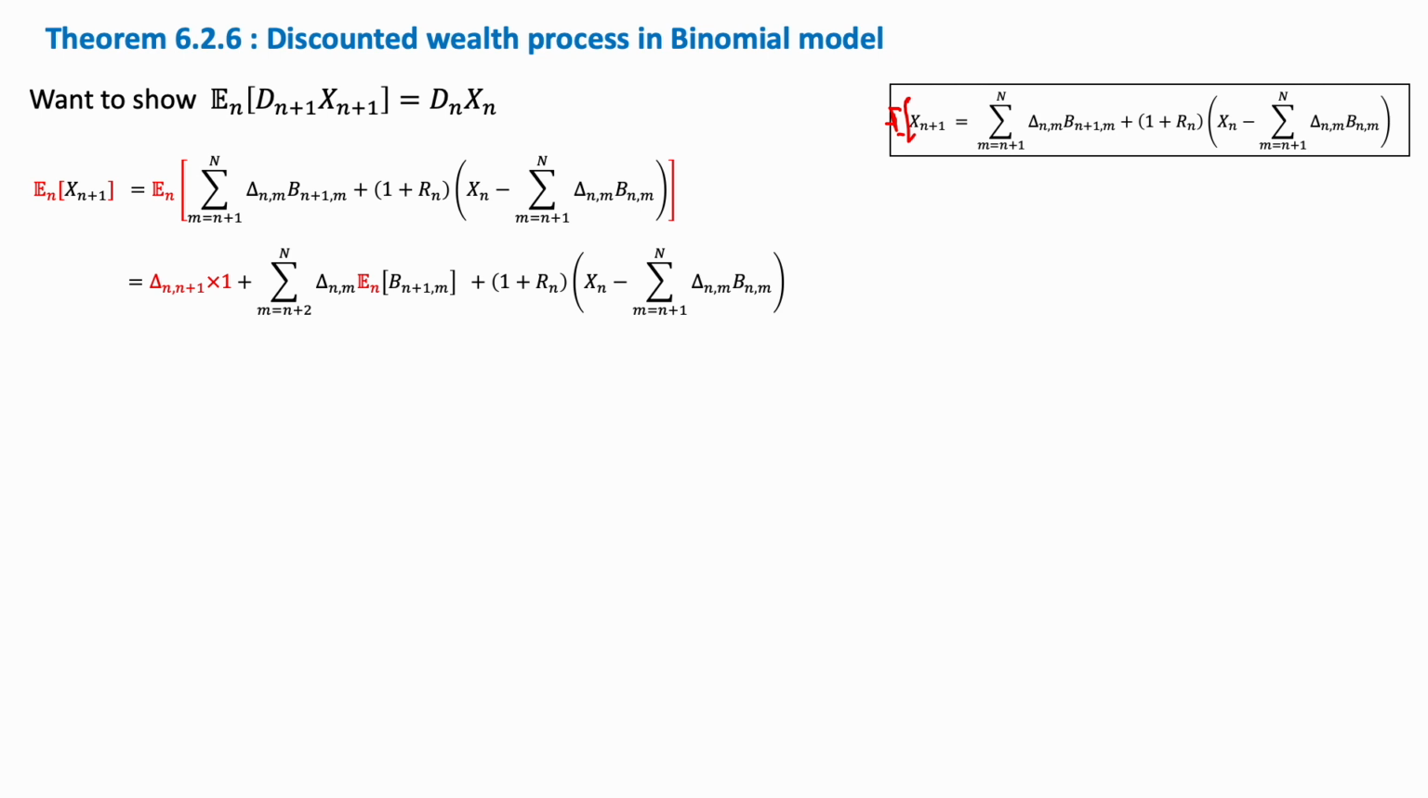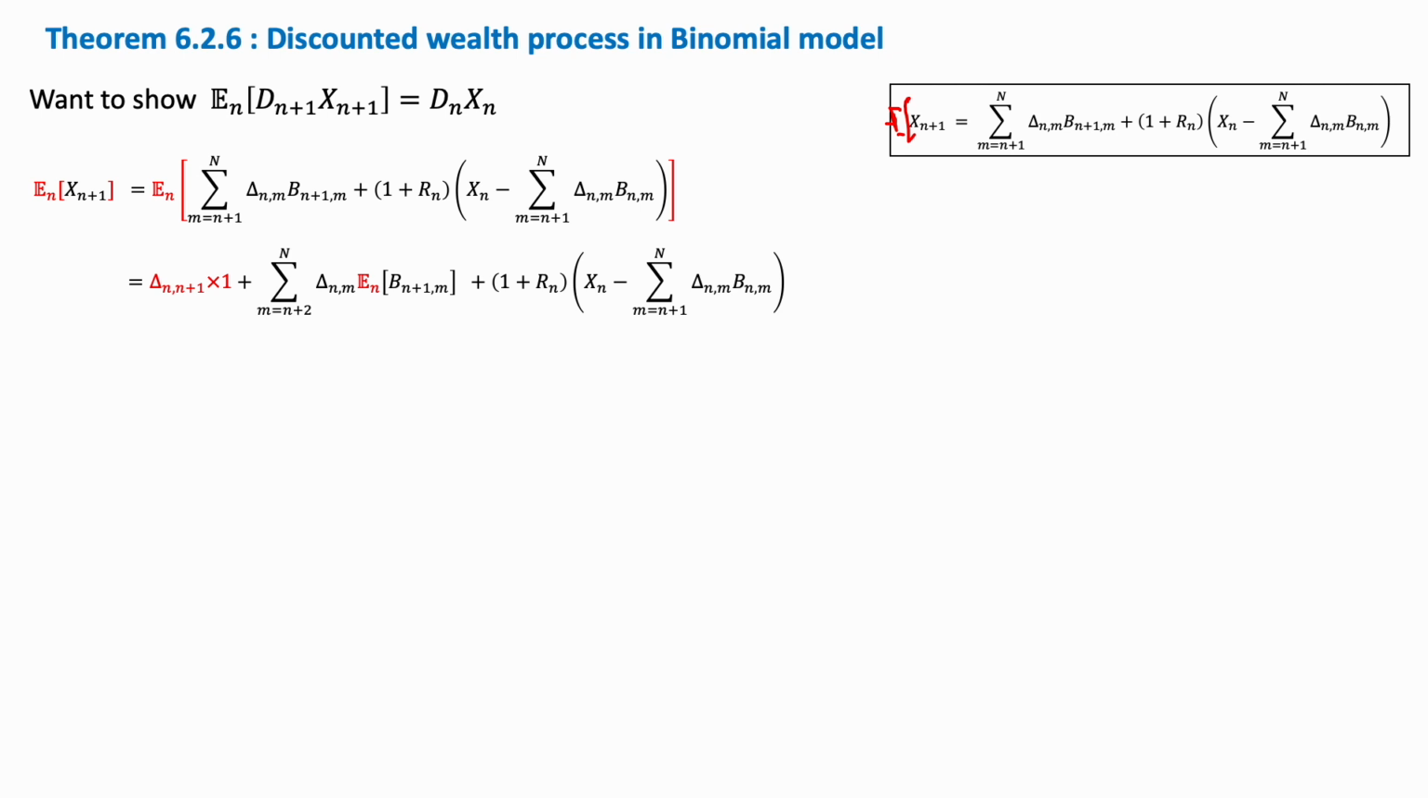Then if you pay attention, you will see that this n plus 2 before was n plus 1. When we take this n plus 1 out, delta n m becomes delta n plus 1, right? And the value of the zero coupon bond as of time n plus 1 that matures at time n plus 1, that's going to give you a principal of 1. That is all here, right?